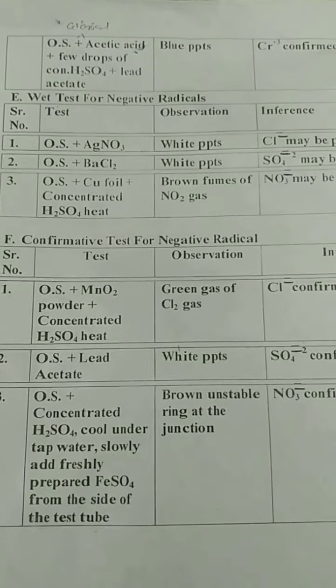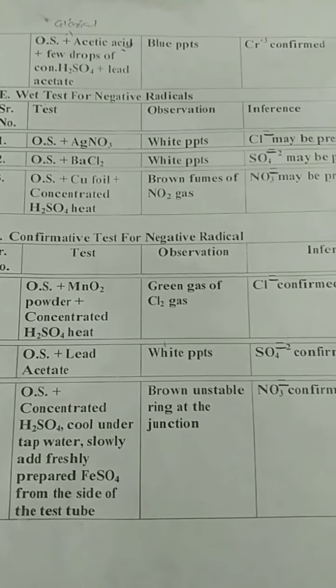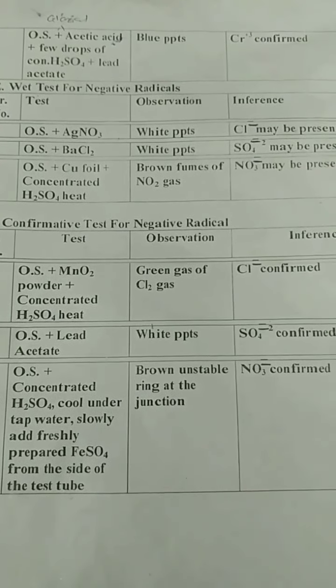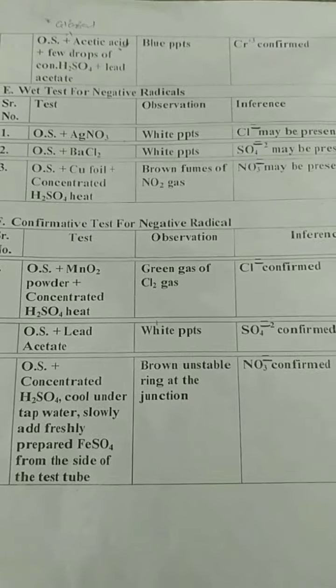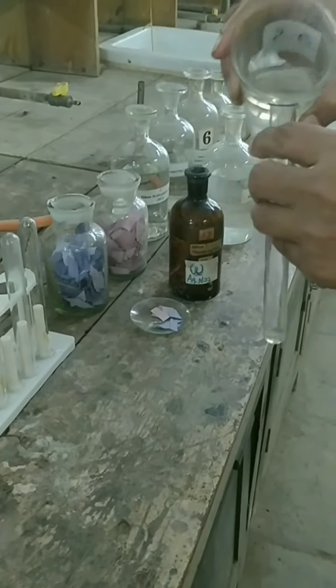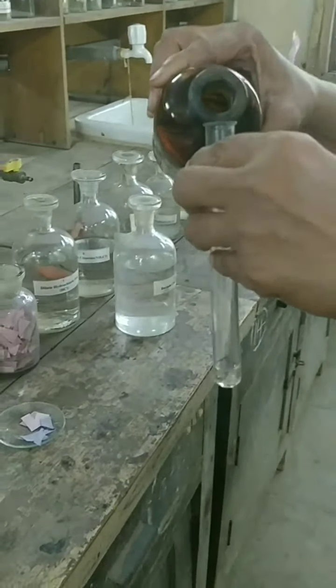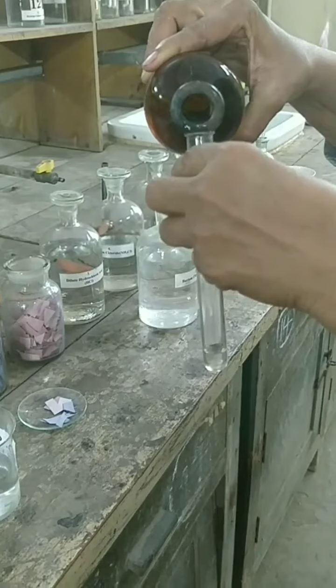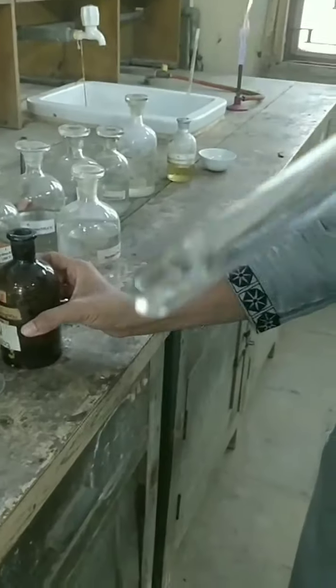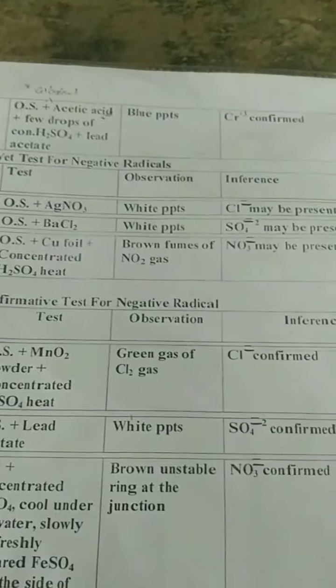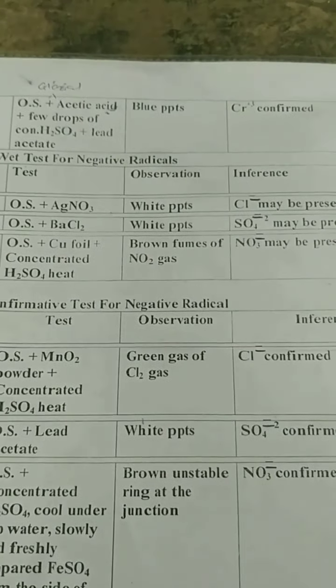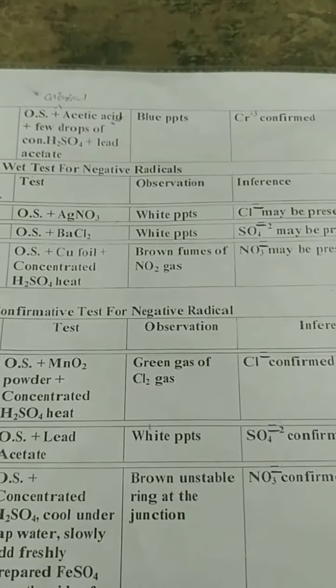The E part, that is wet test for the negative radicals. For this first we will do the test for chloride. We will take OS in a test tube. Then we will add AgNO3, that is silver nitrate. We can see that there are no precipitates. In the observation you will write no precipitates, Cl- absent.